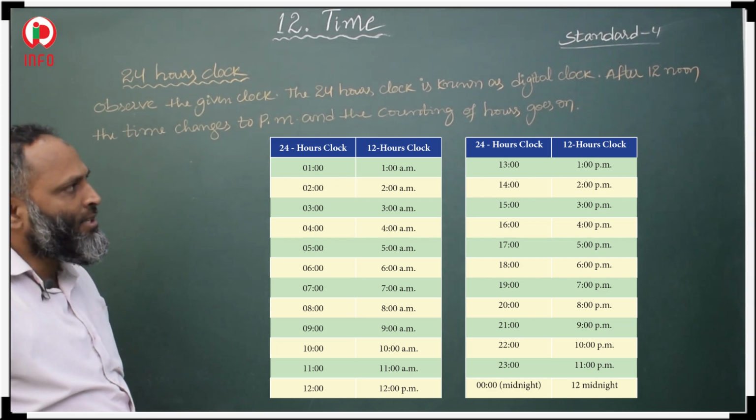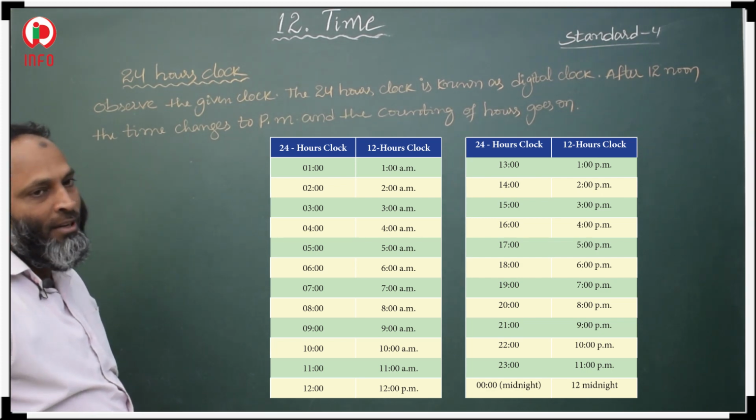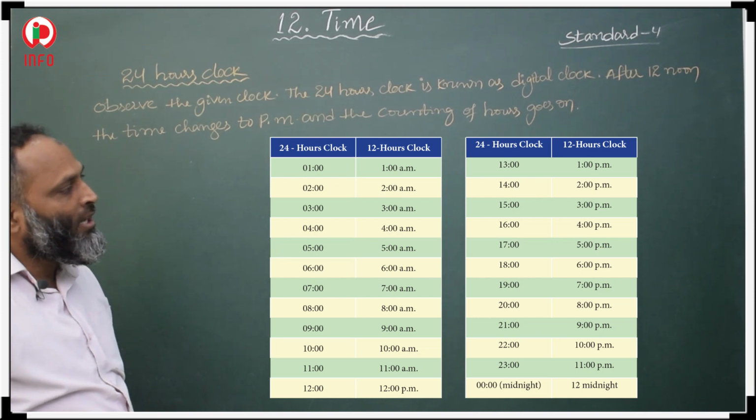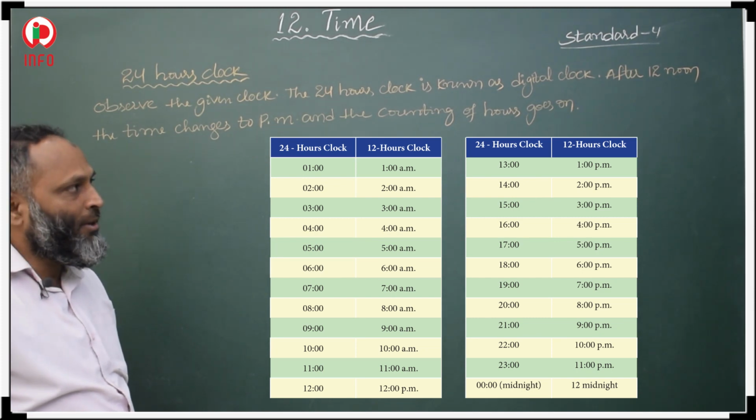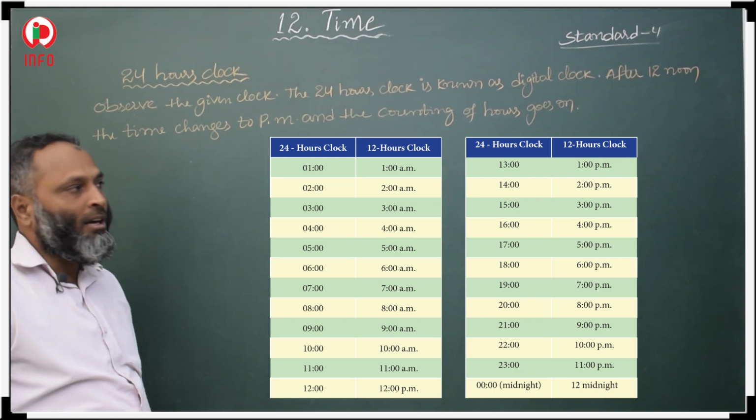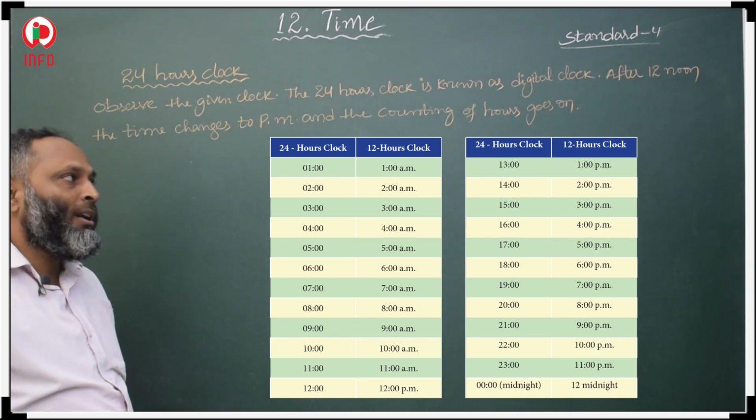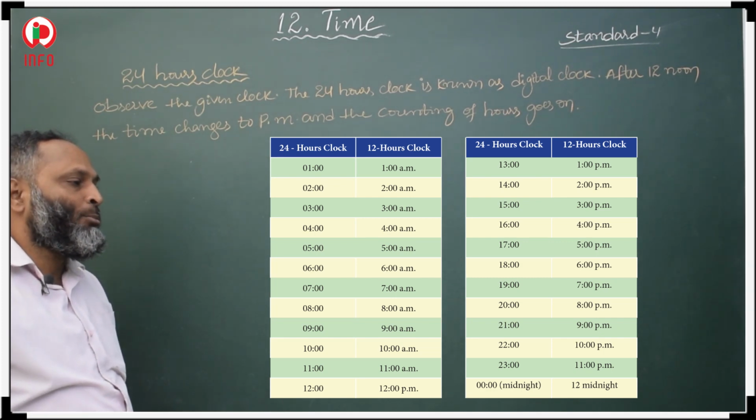Okay. So this is the difference between AM and PM. In PM, when PM starts, the counting continues 12, 13, 14, 15, 16. In PM, when PM starts, the counting continues 13, 14, 15, 16, like that. But in AM and PM, after 12 noon, it is converted to PM. Okay.